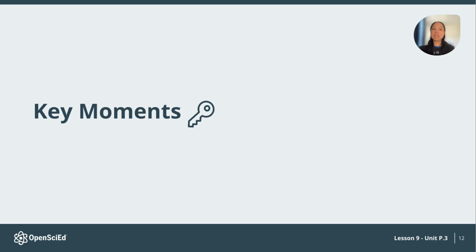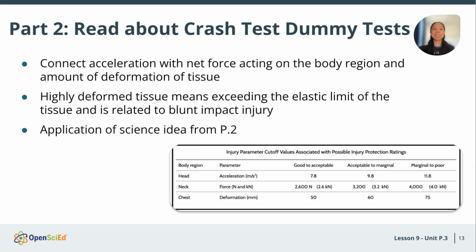Let's take a look at the key moments in lesson 9. From the reading in part 2 of this lesson, students connect acceleration with net force, deformation, and injury. When a particular part of the body experiences a high net force, blunt impact injury may occur because the tissue has deformed past its recoverable elastic limit. This relationship between net force and deformation was explored previously in the P.2 DFR unit.